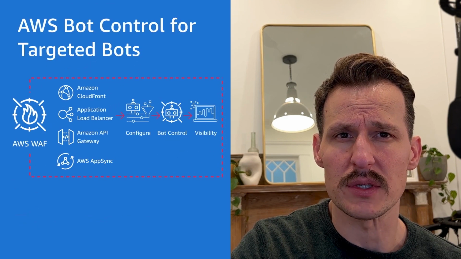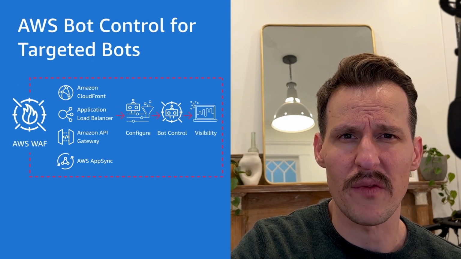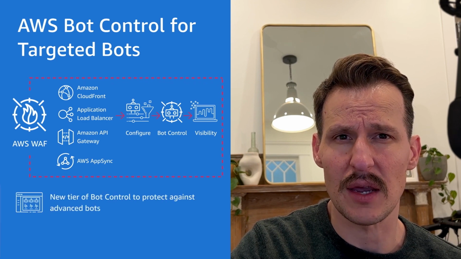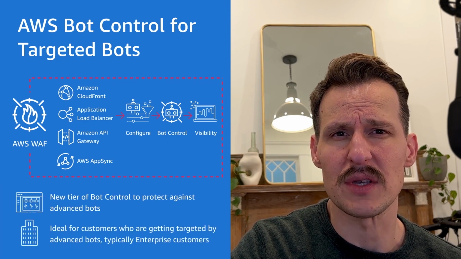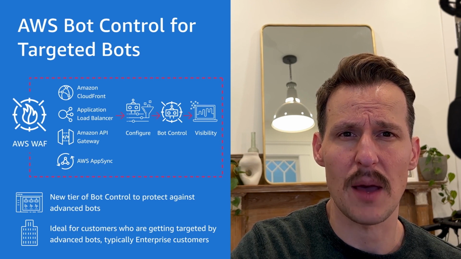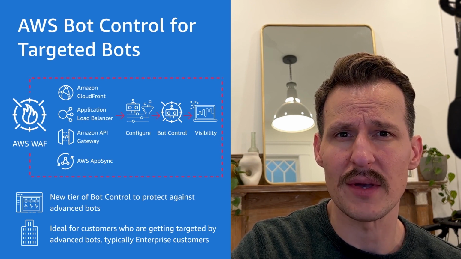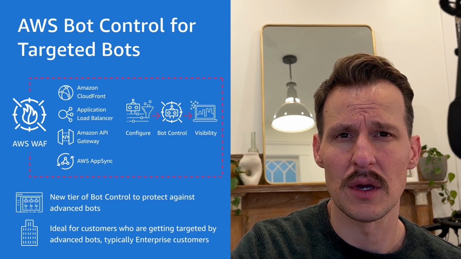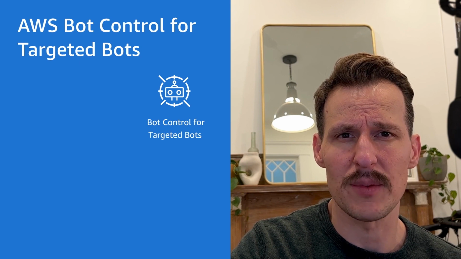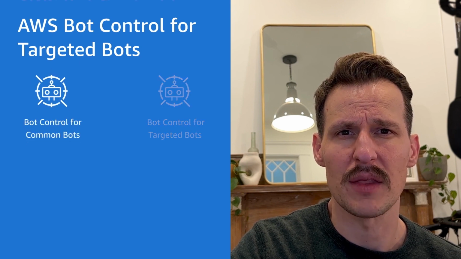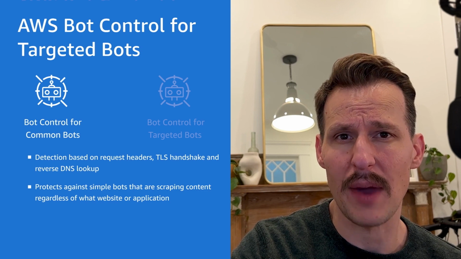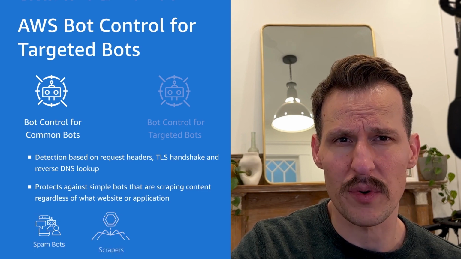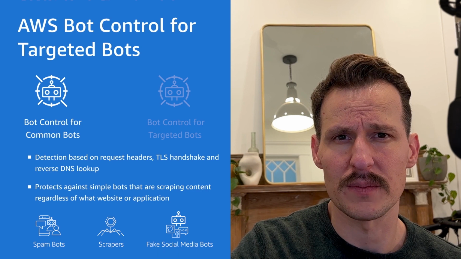This AWS WAF feature release is a new tier of bot control that provides an extra layer of security for sophisticated targeted bots that are programmed to specifically evade detection and target critical enterprise applications, such as e-commerce, retail, and financial services websites. AWS Bot Control for Targeted Bots builds on our existing AWS Bot Control for Common Bots that provides enterprise protections against common, less advanced bad bots. Some examples of common bad bots would be spam bots, scrapers, and fake social media bots.